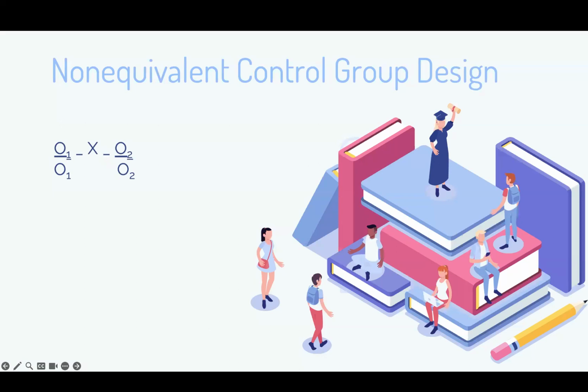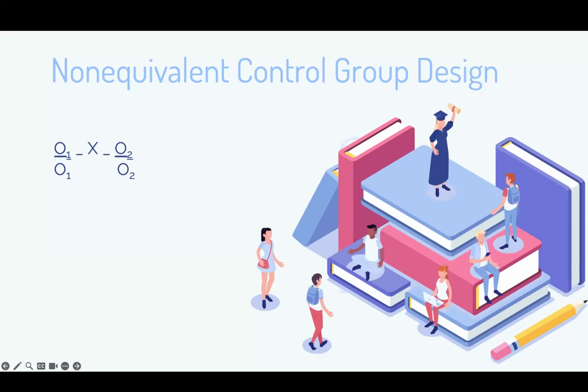The notation O1 X O2 represents the group that received the intervention, and O1 is a pretest, and X is the intervention itself, and O2 stands for the post-test, which measures the outcome after intervention.